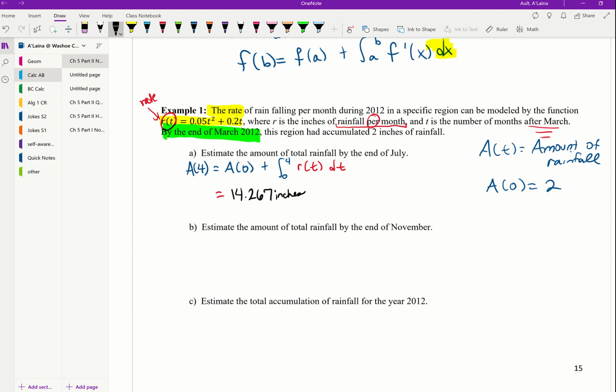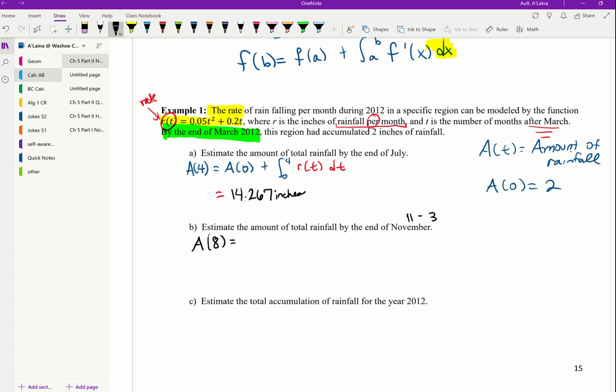Let's take a look at the next one. I now want to do the total amount of rainfall by the end of November. So I want to find the total amount by the end of November. The most common mistake is people put 11 here, but that's wrong. Keep in mind, we're measuring the months after March. November is the 11th month, March is the 3rd month, so we want to find A of 8.